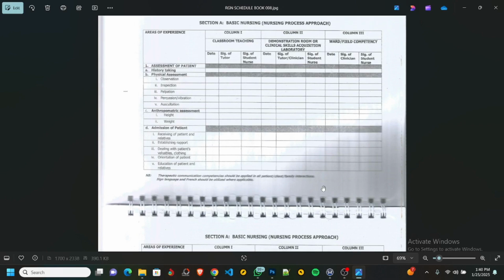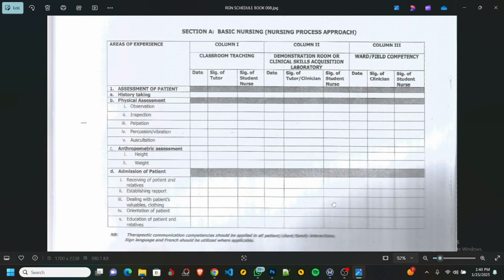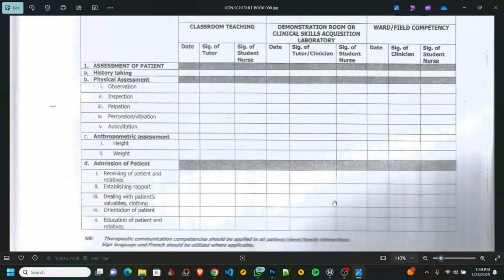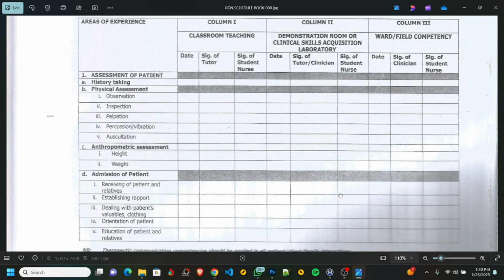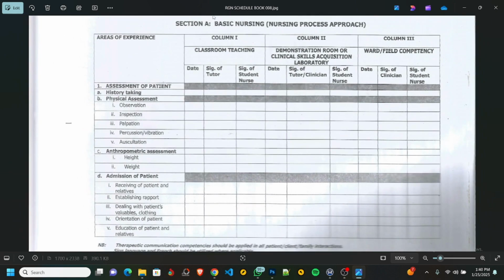This is the first session you are going to go through, and this is how it looks. I'm trying to zoom the page so that you see how things are, and this is a clear picture of the first page. You would have it as basic nursing, and then in brackets, the nursing process approach. To my left here, those are the clinical experience areas that you are expected to meet as a student. And then the next columns after it, you will see column 1, column 2, column 3.